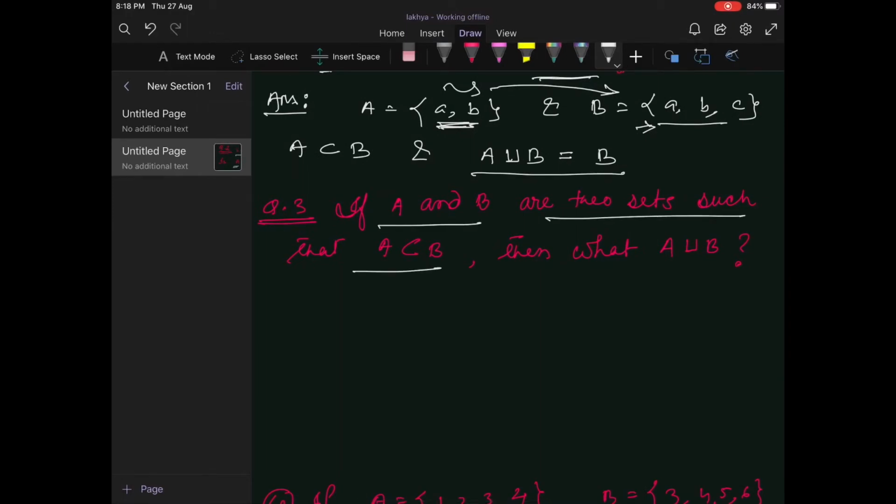Next question: A and B are two sets such that A is a subset of B, then what will be A union B? So it is obvious, it is a very simple question. So what will its answer be?